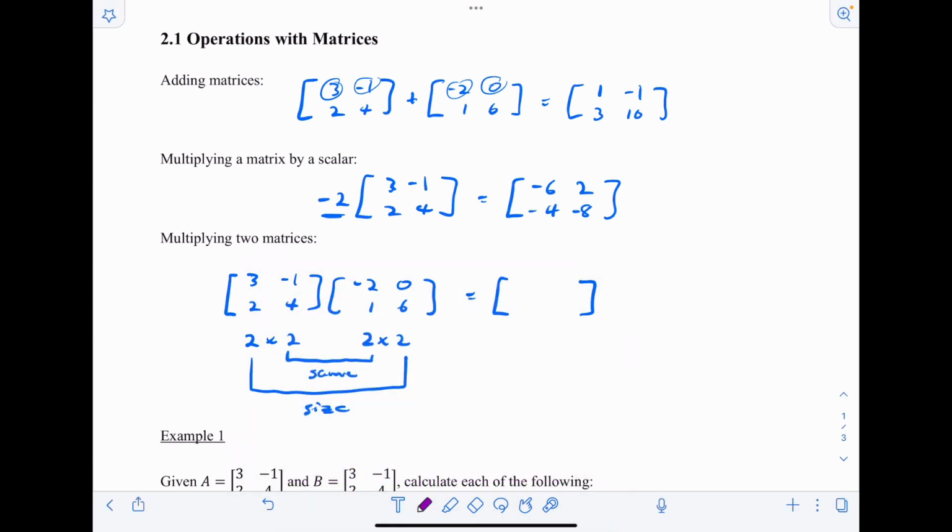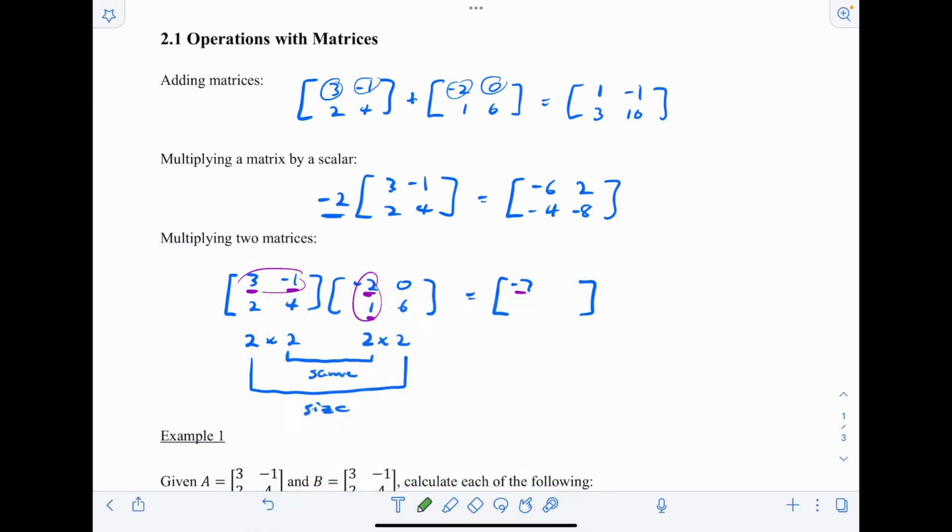And like I said, we're going to multiply the rows of the first times the columns of the second. So when I multiply row 1 by column 1, that's going to give me the entry for row 1, column 1 in my resulting matrix. And very simply, I take the 3 times the -2, which is -6, and then I take the -1 times the 1, which is -1, and I add those together. So -6 plus -1 is -7. And now I keep going. So now let me do this in different colors here.